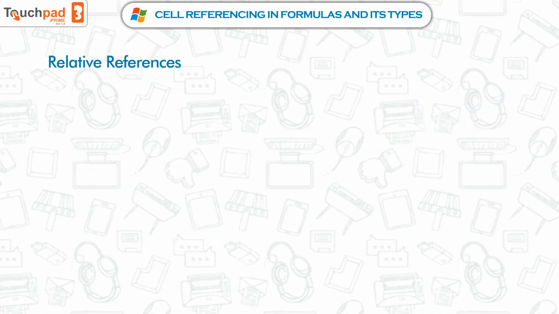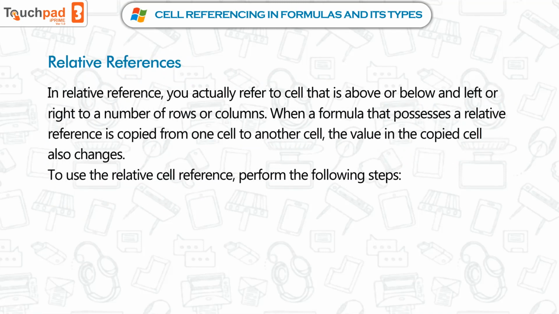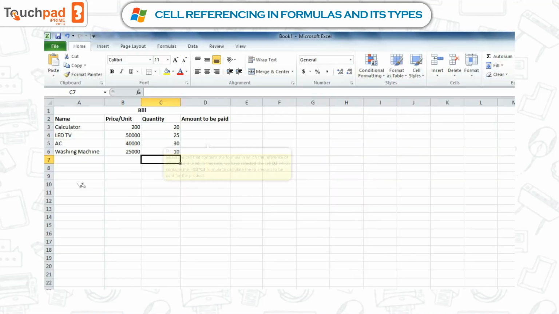Relative references. In relative reference, you actually refer to a cell that is above or below and left or right to a number of rows or columns. When a formula that possesses a relative reference is copied from one cell to another cell, the value in the copied cell also changes. To use the relative cell reference, perform the following steps.